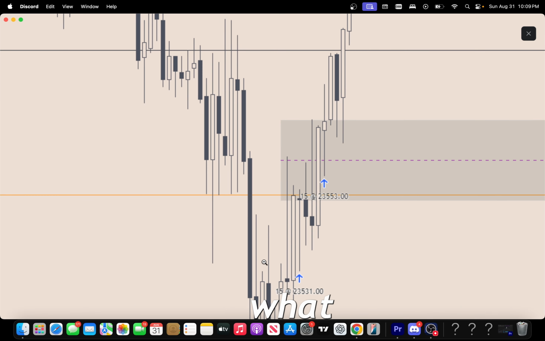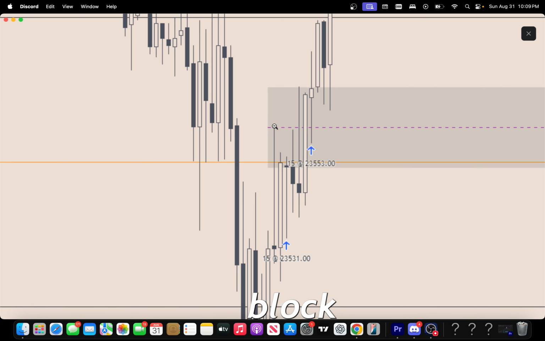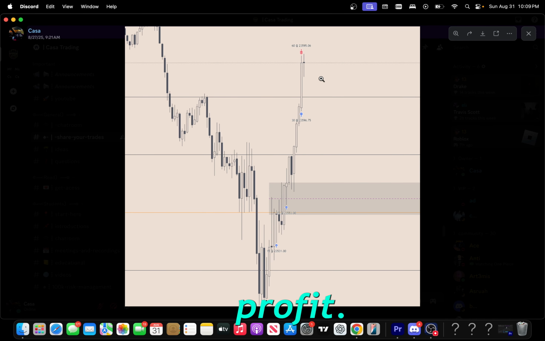But right here, what do we have? We have this huge rejection block supporting it, and then we have the CSID, this little block. And yeah, I just got in off of this wick because every single wick is a gap, and then I got in on this wick again right here. Boom, should have take profit.